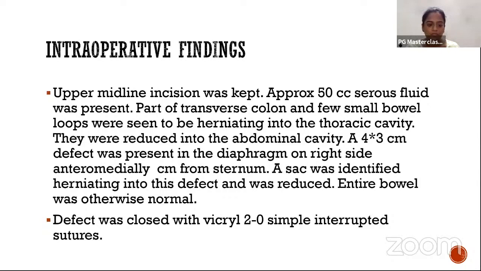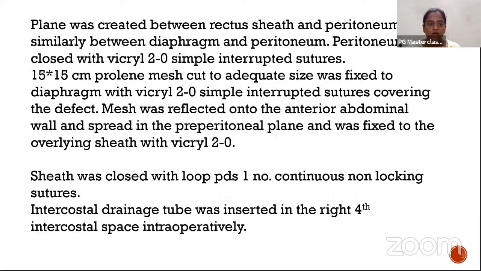Entire bowel was otherwise normal. The defect was closed with Vicryl 2-0 simple interrupted sutures. And we also decided to do mesh plasty. So a plane was created between the rectus sheath and the peritoneum, and similarly between the diaphragm and the peritoneum. Have you removed that sac, excised that sac or not?